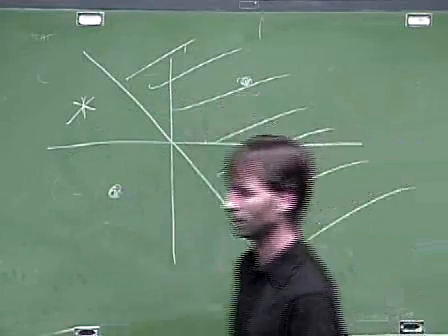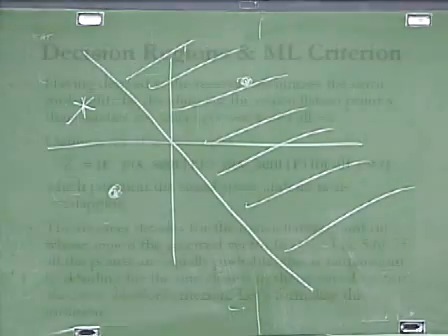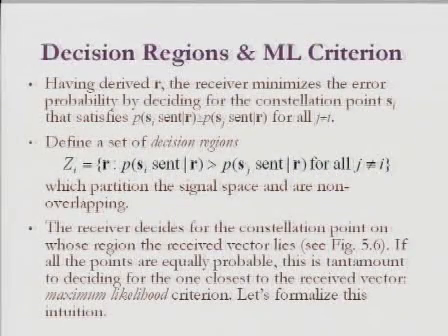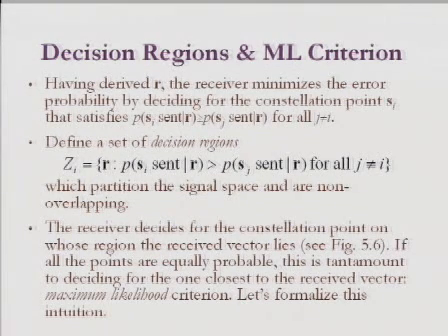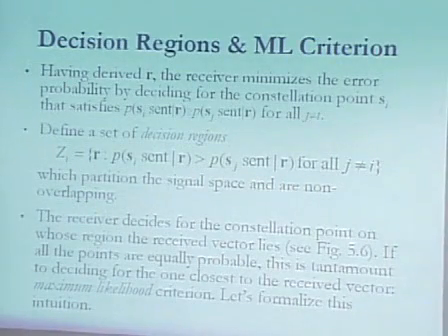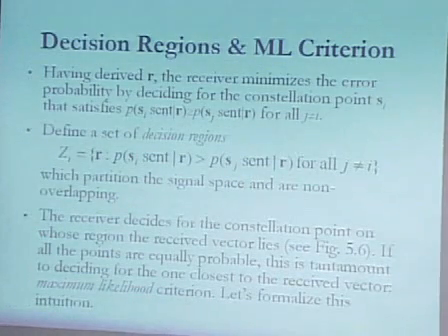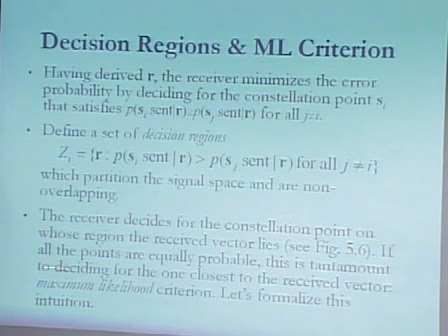So you can do the same thing with more complicated constellations, having more points. You can always find a set of regions that satisfy this condition. And then the receiver just decides for the constellation point whose region the received vector falls in. Now, if all the constellation points are equally probable, then this is tantamount to deciding for the closest point in distance, which is a very intuitive criterion. So if you receive something that's close to this point, you'll say this was the point sent. If you receive something that's closest to this point, you'll say this was the point that was sent. So that's called the maximum likelihood criterion.